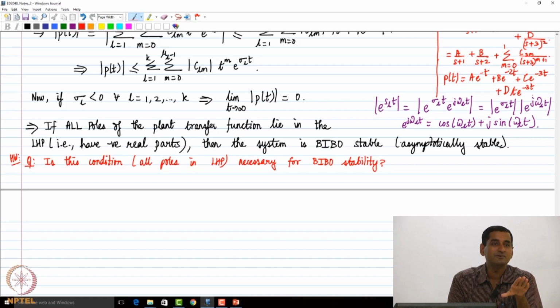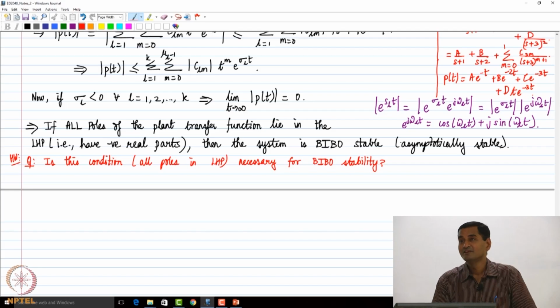That is why we are able to conclude that even if one pole lies in the right half plane, the system is not BIBO stable. And if we have non-repeating poles on the imaginary axis, to me it's BIBO unstable, because I can always find one bounded input for which the system output is unbounded. Although many textbooks will call it critically stable or marginally stable, that is because of another notion of stability.